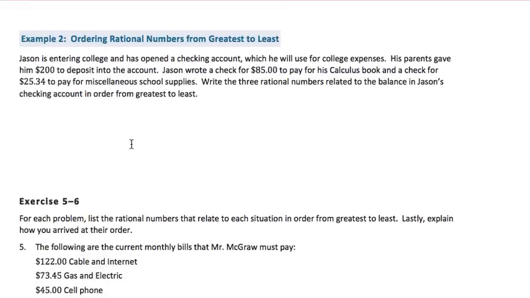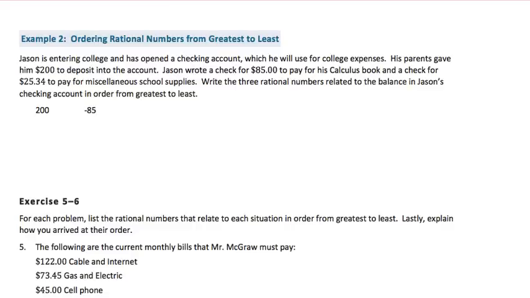Example 2, ordering rational numbers from greatest to least. This is the opposite of what we were doing before. Jason is entering college and has opened a checking account, which he will use for college expenses. His parents gave him $200 to deposit into the account, so that would be a positive number. Jason wrote a check for $85. That's a negative number because he's losing money.